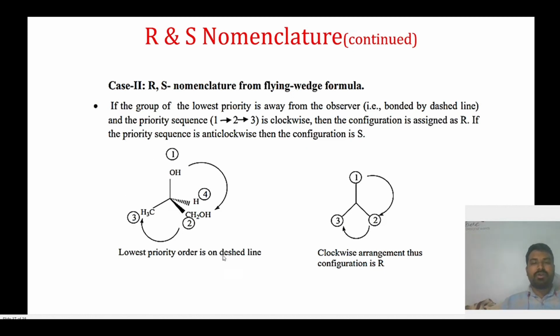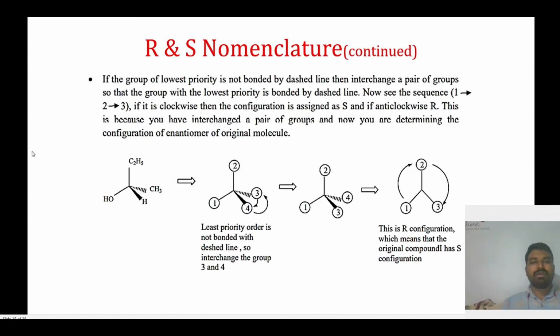The lowest priority group is on the dashed line, the dashed line over here. First is over here, this is second number, and this is third number. Now how is it going? It is going in a clockwise arrangement, thus the configuration is R configuration.